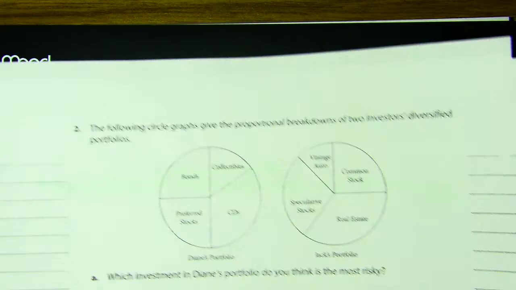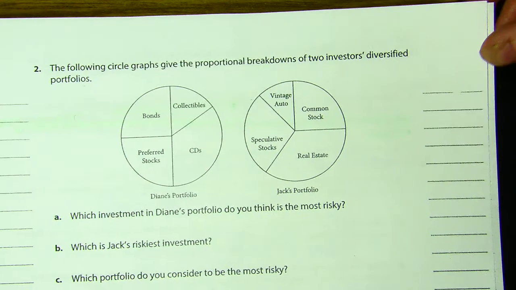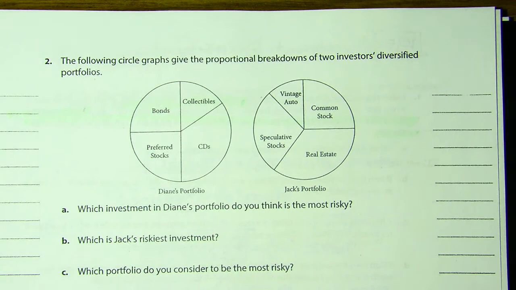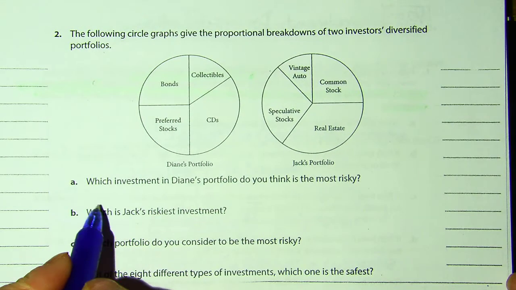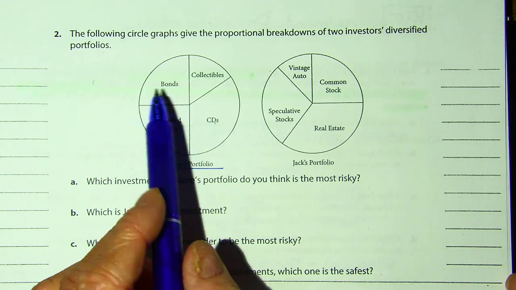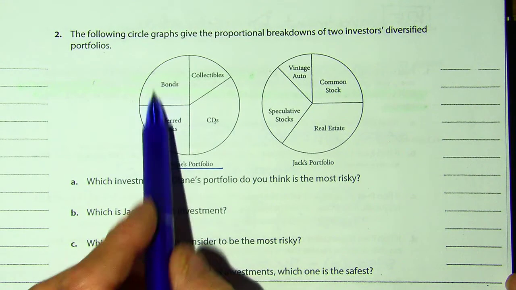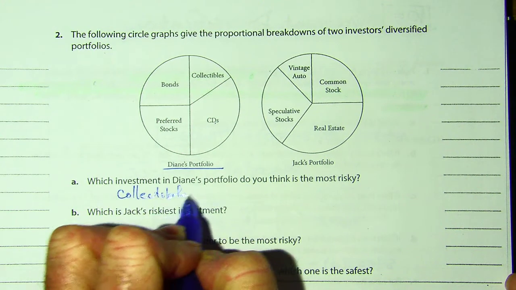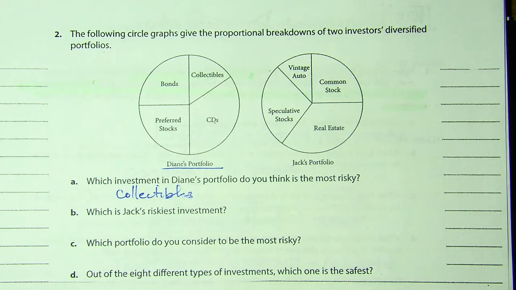Next. So this is comparing investments. Some investments are riskier than others. And so the book goes over things that are risky, things that are safe. I don't know if this is in your homework. I think there's one similar. Which investment in Diane's portfolio do you think is the most risky? CDs, bonds, those are all three of these are pretty safe. I would say collectibles, because you don't know exactly how much they're going to be worth or if some things are going to be in more demand than others.